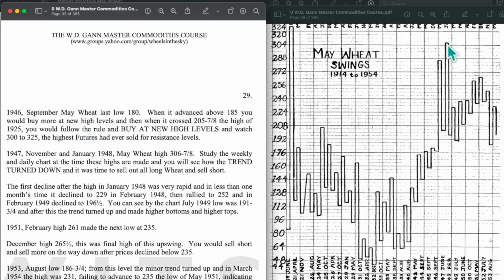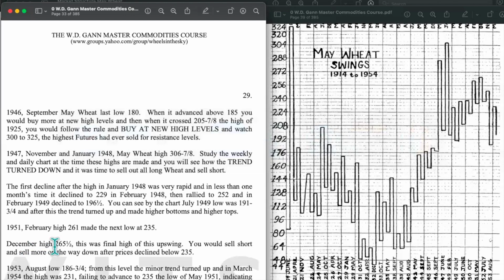Now again, from this high to this low, we get another reversal, and this reversal happened somewhere around 1951. Let's look at that. The 1951 February high was 261, and it made the next low of 235. December high was 265 and a half. This was the final high of this upswing. You would sell short and sell more on the way down after prices declined below 235. Now let's look at these highs of 261 and 265 and a half, and where exactly we get them.